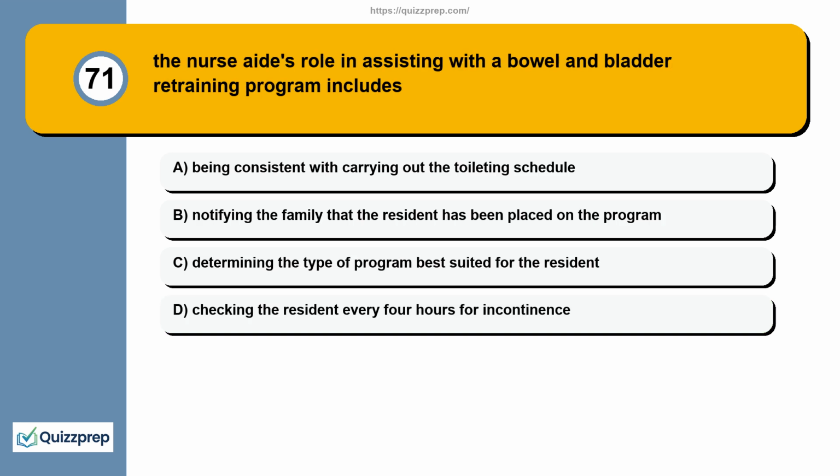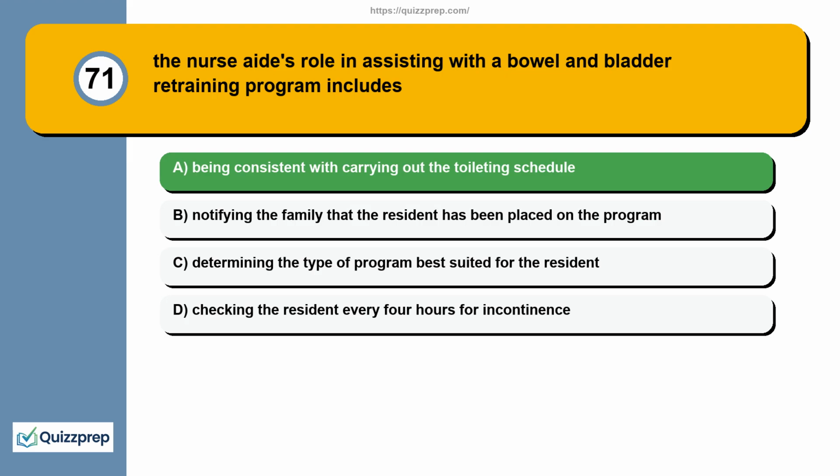Question 71. The nurse aide's role in assisting with a bowel and bladder retraining program includes: option A, being consistent with carrying out the toileting schedule. Option B, notifying the family that the resident has been placed on the program. Option C, determining the type of program best suited for the resident. Option D, checking the resident every 4 hours for incontinence. The correct answer is option A, being consistent with carrying out the toileting schedule.